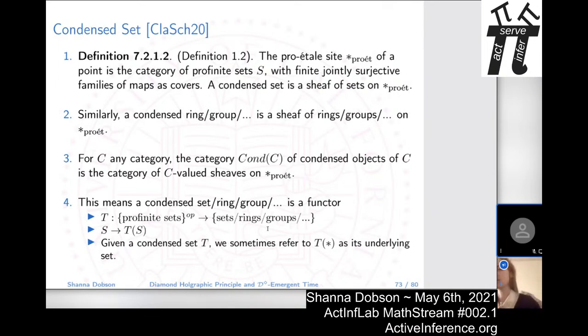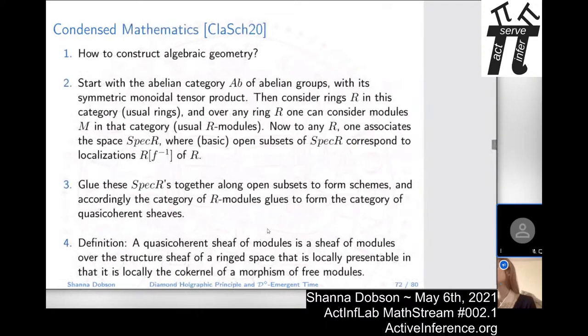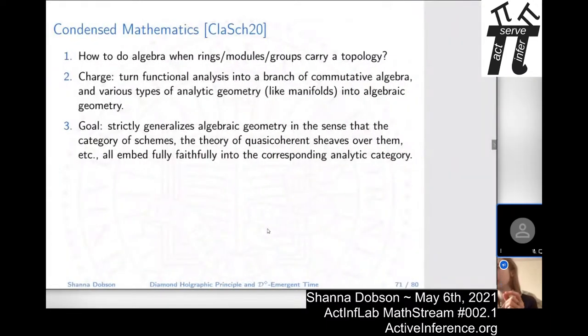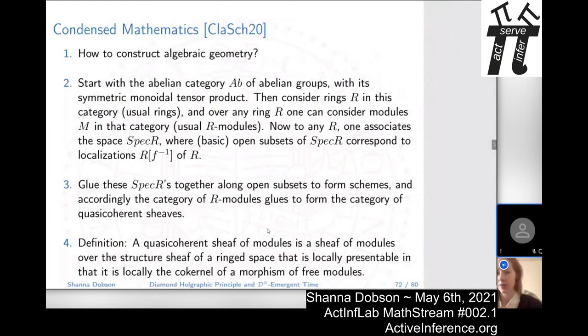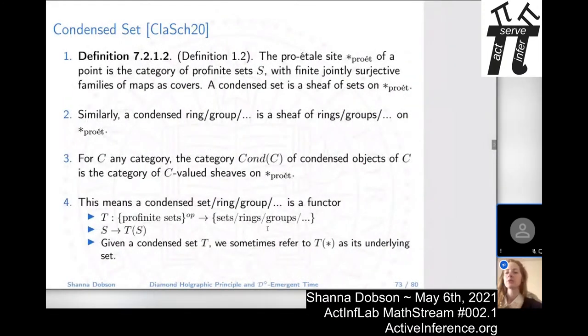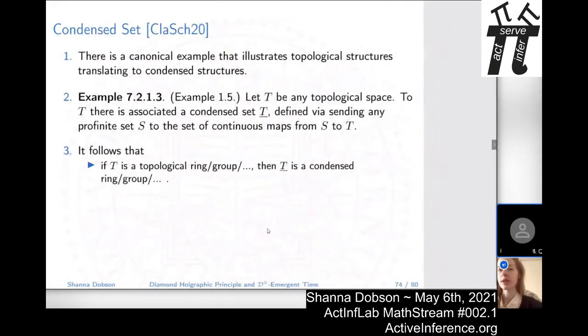So you can do this to get a condensed ring. This is all about trying to do the same algebra and mathematics you've always done, but when your objects actually carry a topology. That's what's interesting, all the objects. So reframe everything, like the six-tuple and active inference, put a topology on it. Have all of your algebraic things, modules, groups, rings, carry a topology. How do you do stuff with that? Okay, that's fine.